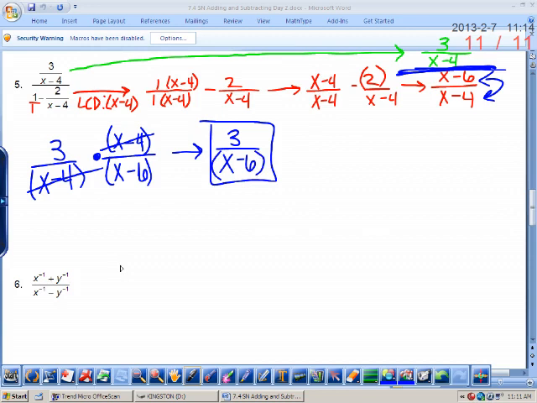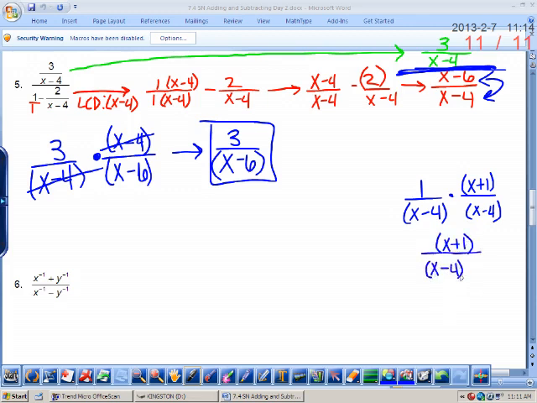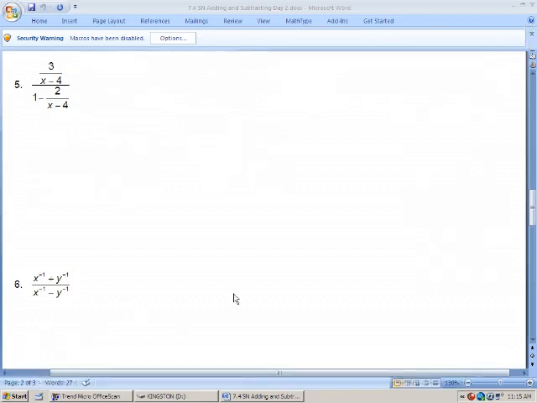Okay, so the question arose as what would happen if you had 1 over x minus 4 times x plus 1 over x minus 4. Anya, is this what you were talking about? Yeah. And this is what you were curious about? Okay, so in this case, nothing cancels. You multiply across the top, x plus 1 over x minus 4 times x minus 4, or x minus 4 squared. But they can't cancel because you're not dividing one by the other to make it become 1. Okay? Okay, let's look at number 6.